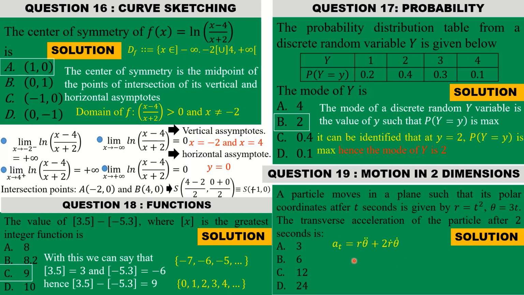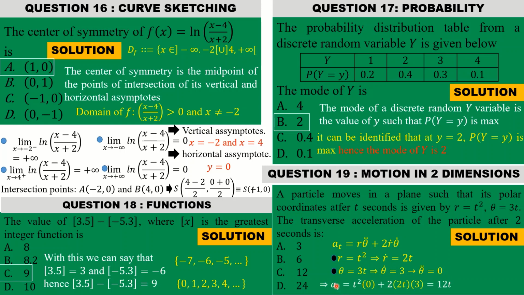So we need to find the missing terms. We have r already, which is t squared. So we need theta double dot, and we need r dot, and we need theta dot. So let's begin with r being t squared. It means r dot is just 2t, because I'm differentiating t squared with respect to t. So I have 2t. Now we have been given theta as 3t. It means theta dot is 3, differentiating 3t with respect to t. So theta double dot, differentiating theta dot with respect to t, we have 0, because theta dot is a constant.